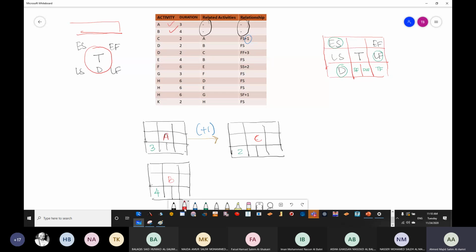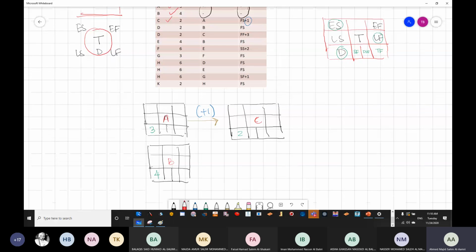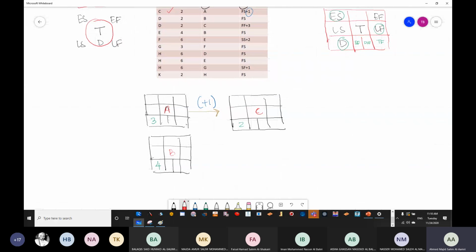Now after finishing from C, we are going to go for D. D is having a relationship from B. What is the relationship? Finish to start. So I need to finish B in order to start C. We are going to draw the start later. Okay, well, let us draw the start now. So this is start. The duration of the start is 0, if you remember.